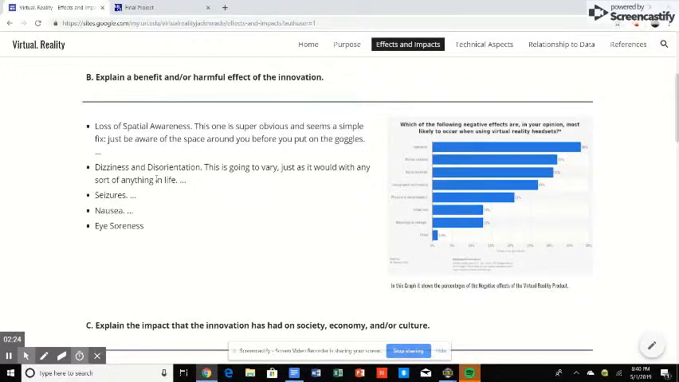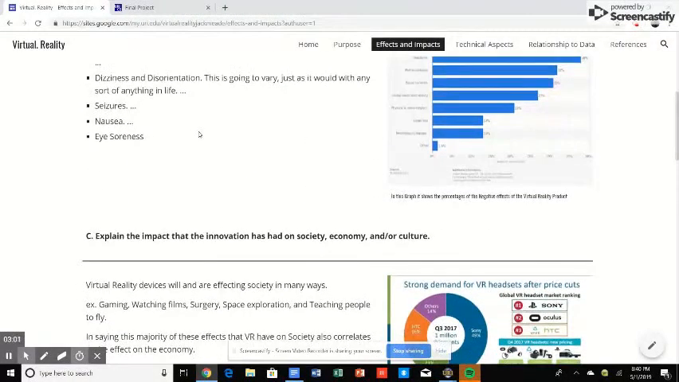That leads to dizziness and disorientation, which, for anyone who normally feels dizzy, this could inflict even more, and then cause even deeper things such as nausea or eye soreness, or even getting worse into seizures. This graph is a representation of the following negative effects in people's opinions on where they used it: headache, motion sickness, social isolation, losing touch of reality, physical and social neglect, vision loss, neurological damage, and other. I thought that summed up what I was writing perfectly.